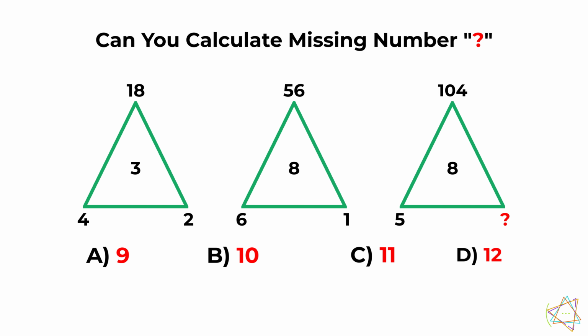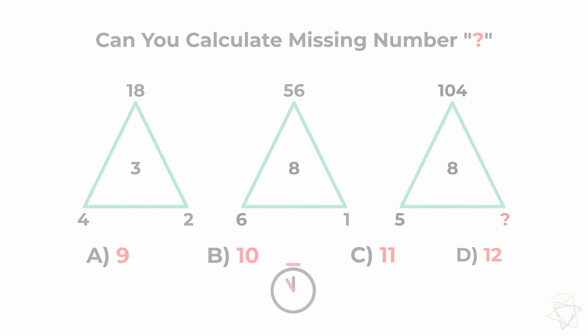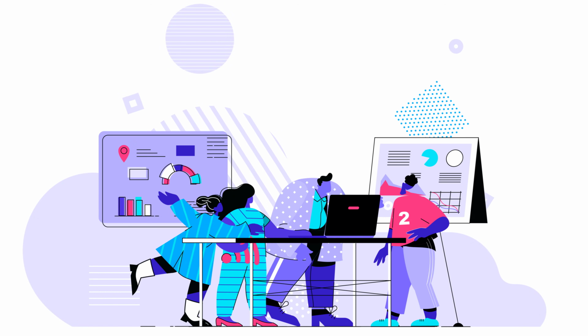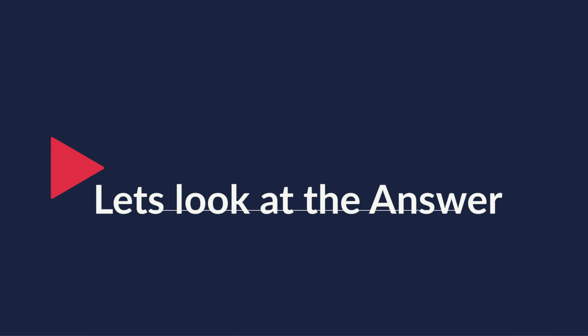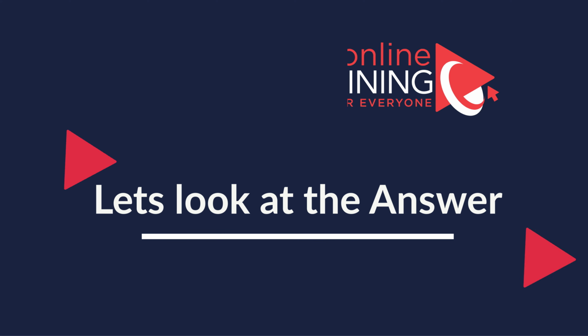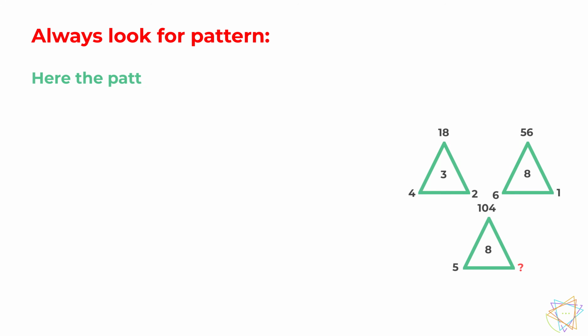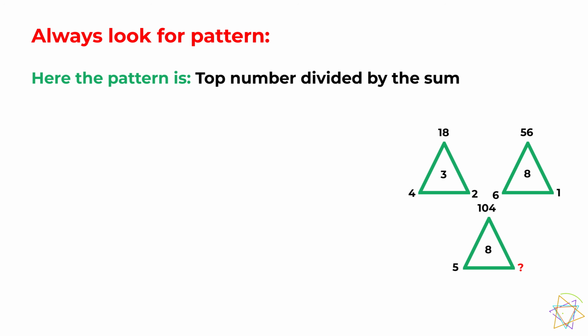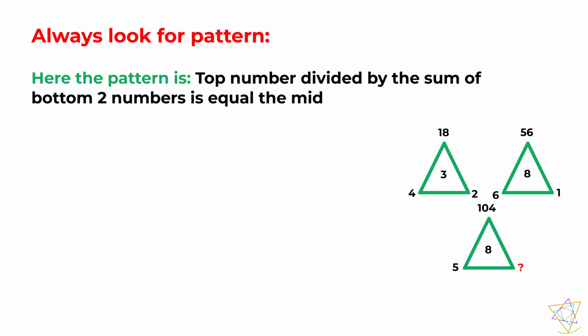Do you see the answer? Give yourself a little bit of time to make sure you can come up with the solution. Ready or not, I am going to move forward so we can solve this problem together. As usual, my advice to you, always look for patterns. And in this particular problem, the pattern is that the top number divided by the sum of the bottom two numbers is equal to the middle number. Let's look at the example.